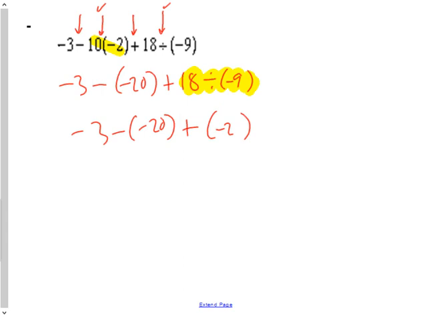So now I have subtractions and additions. Again, you don't do additions before subtractions. You do addition and subtraction in the order they appear from left to right. So the first thing I see is subtraction. I don't like to do subtraction, so I'll keep flip change. I get a positive 17. And a positive 17 plus a negative 2 is 15. Okay?